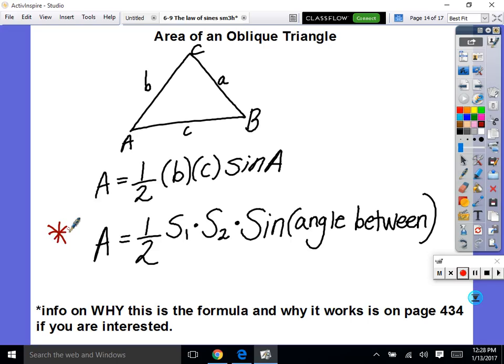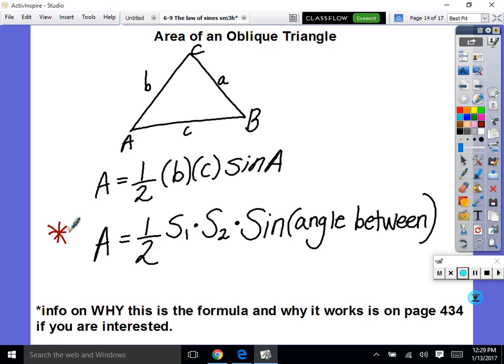Does that make sense? Wait, which one is better? They're both the same thing. Which one is better? Because you could be given, it doesn't have to be B and C inside. You know what I mean? It just means side 1 and side 2. Side 1, side 2 times sine of the angle that has to be between them.